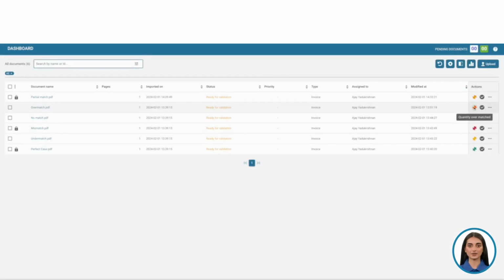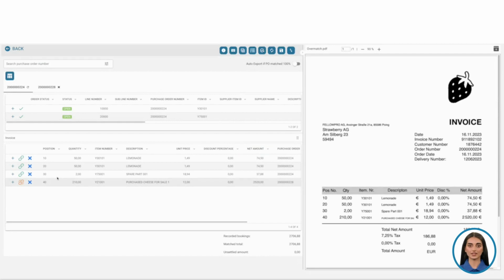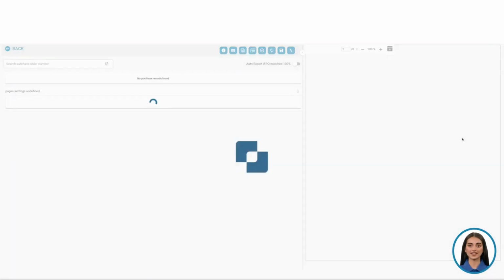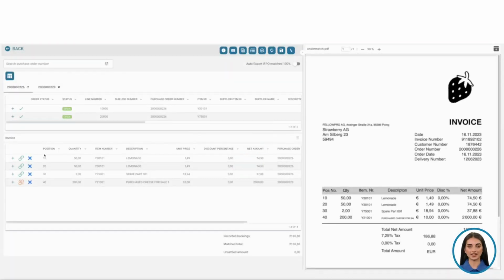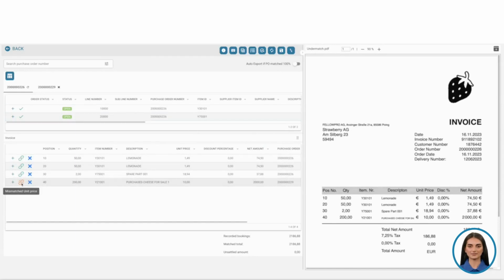Overmatched. This occurs when an invoice line item is matched to a purchase order line item, but the invoice unit price or quantity is lower than the purchase orders. Undermatched. This is similar to the previous scenario. It occurs when the invoice unit price or quantity is higher than the purchase orders.